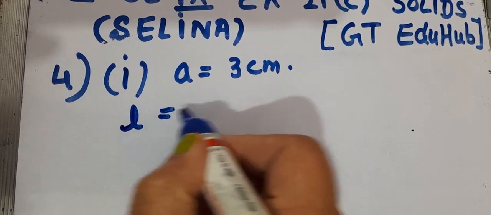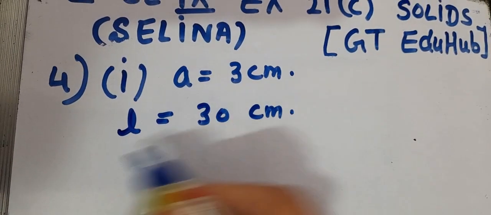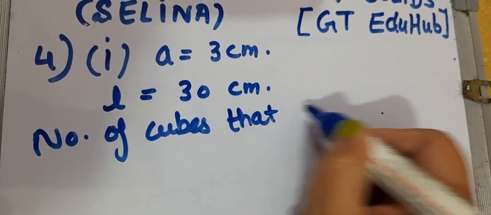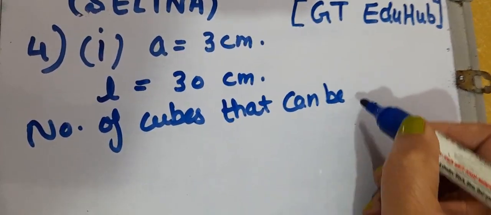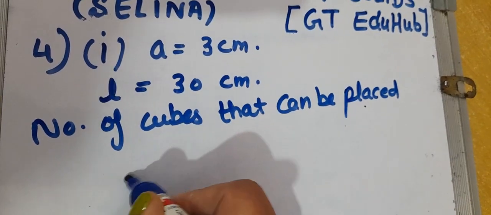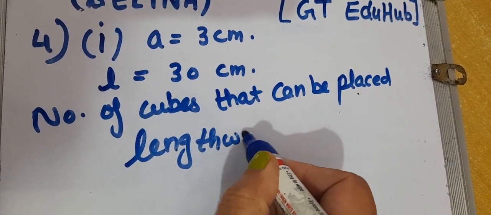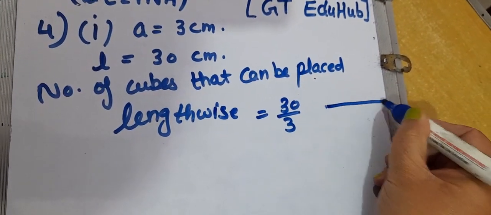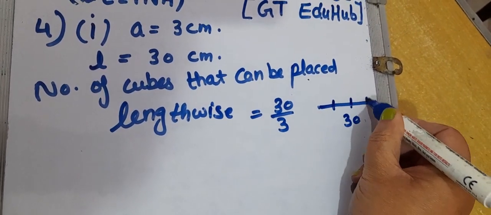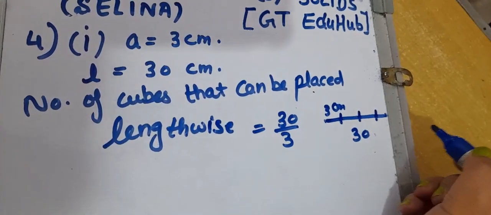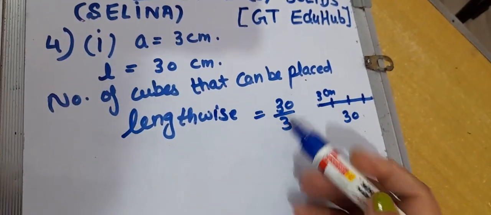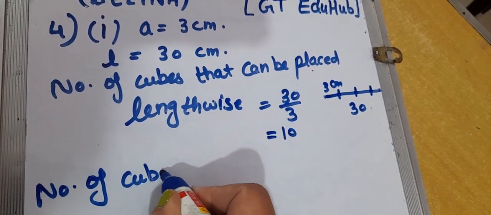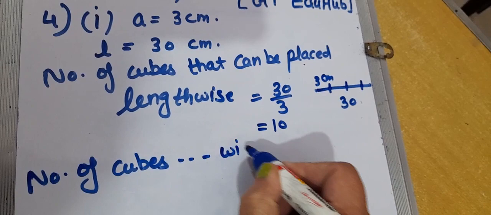We are given length equal to 30 centimeter. So the number of cubes that can be placed lengthwise will be 30 upon 3. Suppose this is given 30 and 3 centimeter is the side of each cube. So we will divide 30 by 3, we get 10. Similarly, we will find the number of cubes that can be placed widthwise.